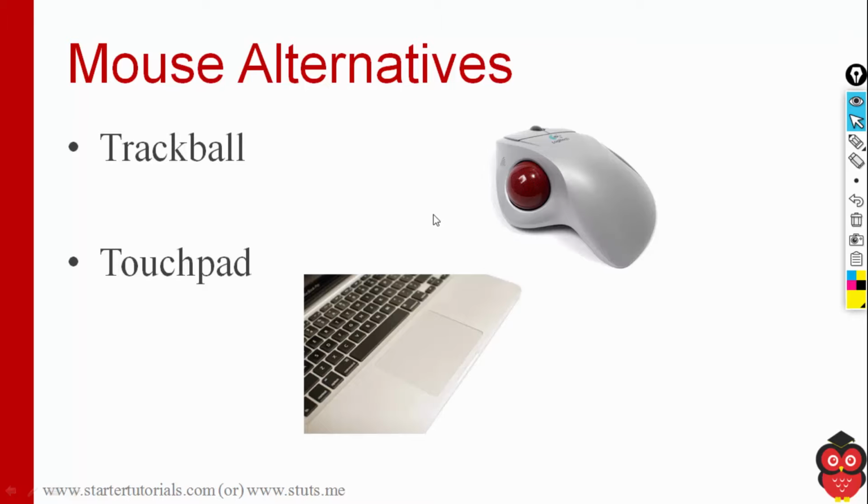Other alternatives to mouse, as we have already seen, laptops contain touchpad, where you can place the finger and move the finger to move the mouse cursor. Another kind of alternative is a trackball. This is a trackball. It contains a ball, where you place the finger and move the ball whichever way you want.